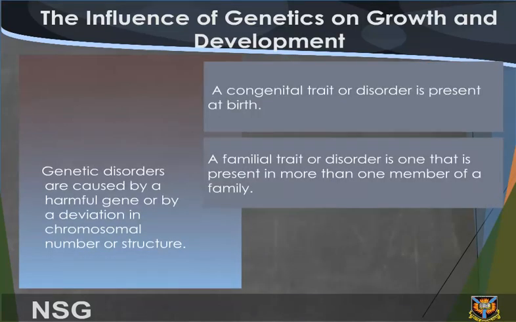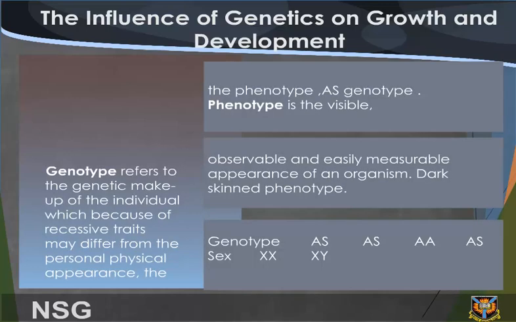Genetic disorders are caused by a harmful gene or by a deviation in chromosomal number or structure. A congenital trait or disorder is present at birth. A familial trait or disorder is one that is present in more than one member of a family. Genotype refers to the genetic makeup of the individual, which because of recessive traits may differ from the personal physical appearance. The phenotype, as opposed to genotype, is the visible, observable, and easily measurable appearance of an organism. Dark-skinned phenotype, genotype AA, AS; sex, XX, XY.